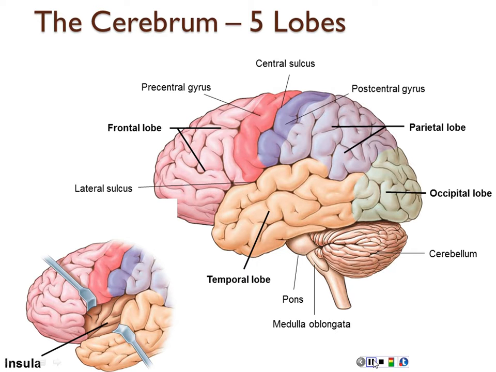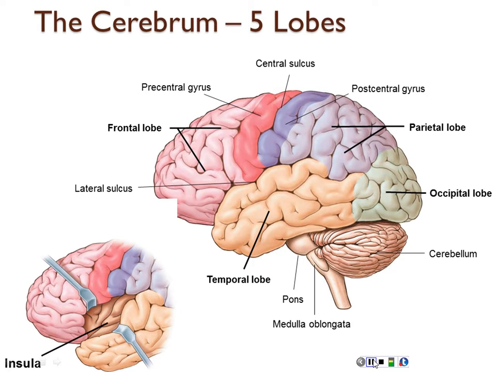So notice the frontal lobe and parietal lobe. What's the dividing point? The frontal lobe ends at the what? At the central sulcus. Okay? So the precentral gyrus is part of the frontal lobe. The postcentral gyrus is part of the parietal lobe. Okay? And then you have the occipital lobe, which functions in vision. So if there is a lesion, damage to the occipital lobe, you would lose some aspect of vision.